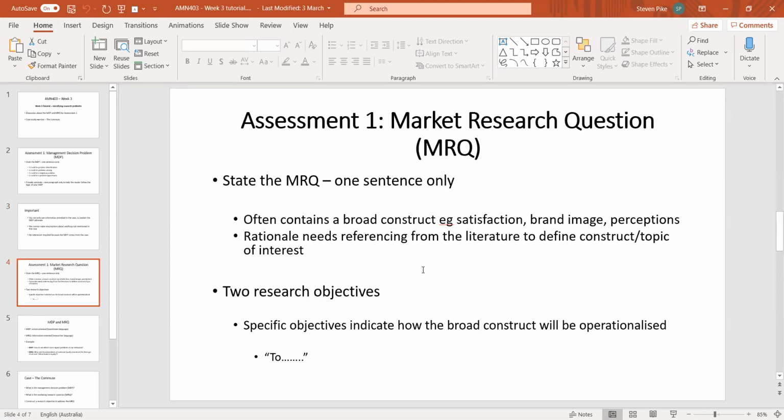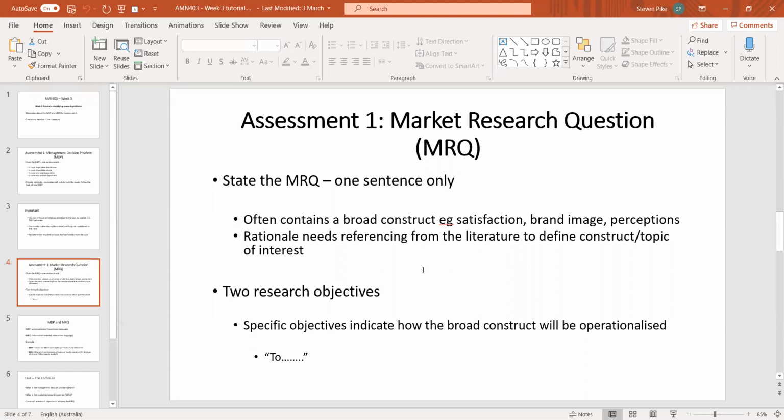Once we've identified the MDP, we then need to think a little bit differently to work out, well, what's the information that we need to address that problem? So this is the market research question. And this guides the researchers as to what type of data to collect that will address the MDP. So it's worded quite differently.